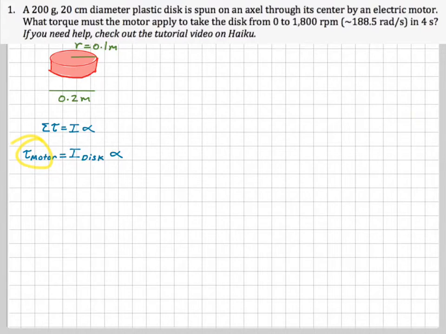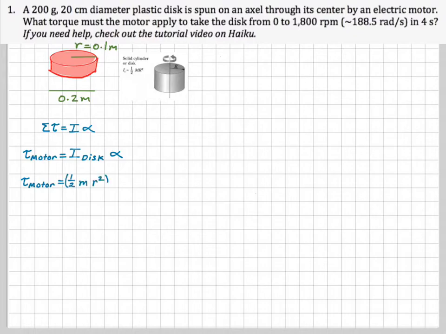And one thing that I did here is I thought about the shape of this object, and the shape of this object is a disc. So I went ahead and subscripted that by saying I disc for the rotational inertia. We know that the rotational inertia for a disc has the equation of 1/2 mr squared, so we can substitute that in. Torque of the motor equals 1/2 mr squared times alpha.